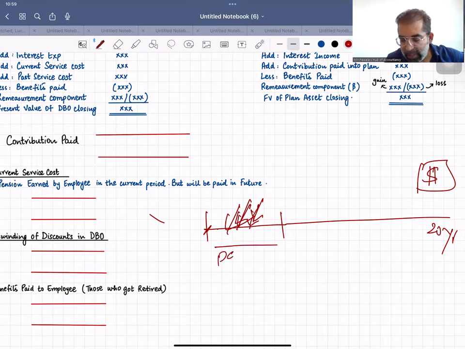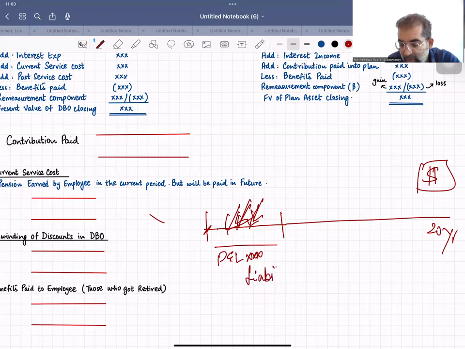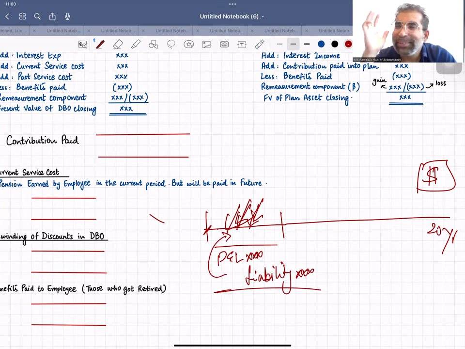So I will debit P&L, right? Equal to the amount of services which I took this year, or the amount of pension that the employee earned this year. But listen, this amount he will get not now, in future. That's why I'll credit the liability. So now, this entry is called current service cost. This is called current service cost.